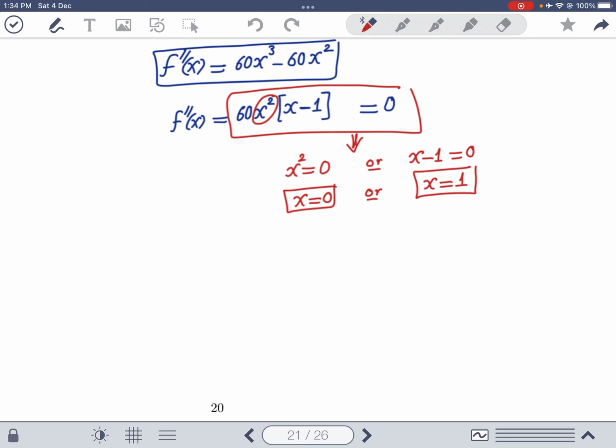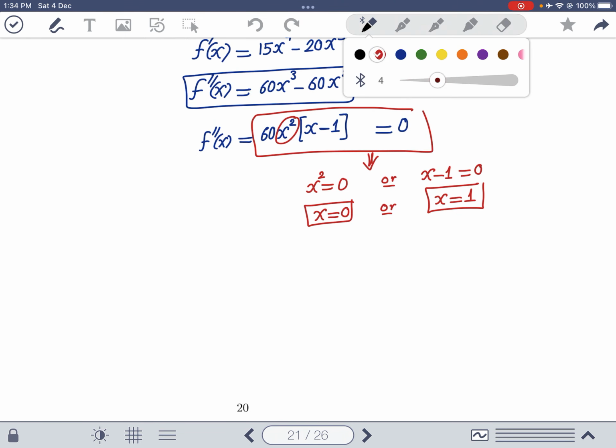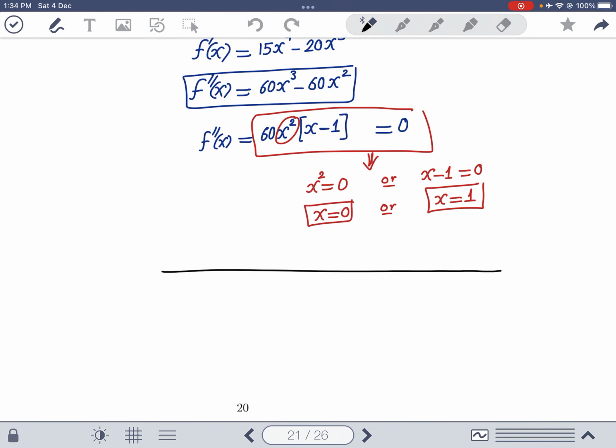Are both of them inflection points? We don't know. We need to check. You can't guarantee that both are. So let's say the point 0 is here, and the point 1 is there. And here I will do f double prime. At 0 it's 0, and at 1 it's 0.